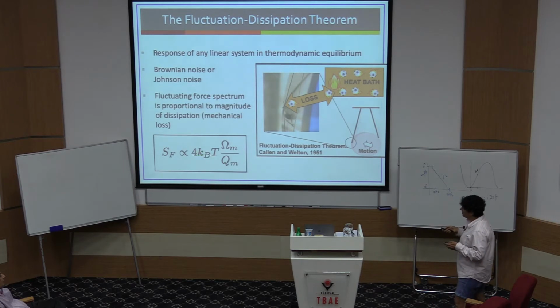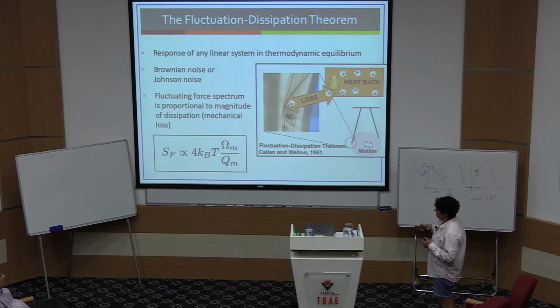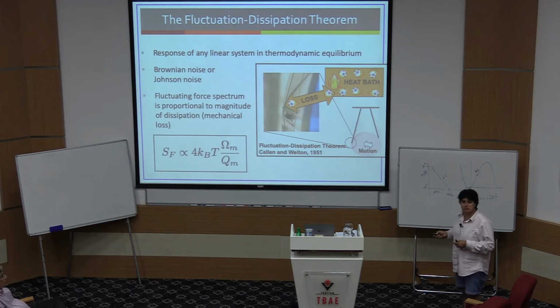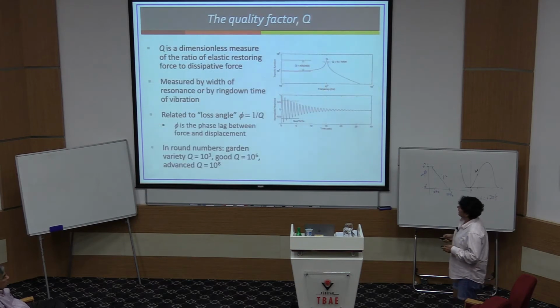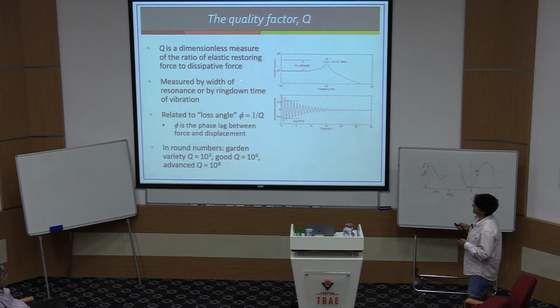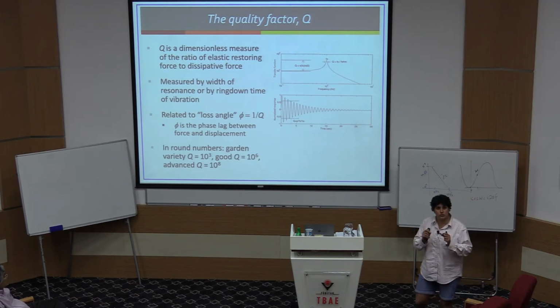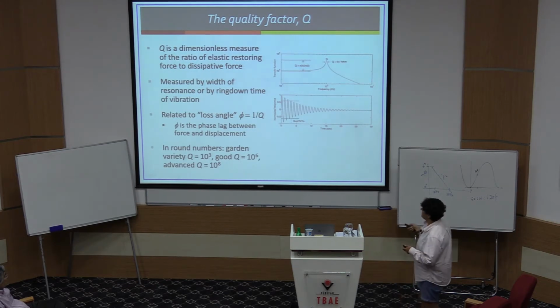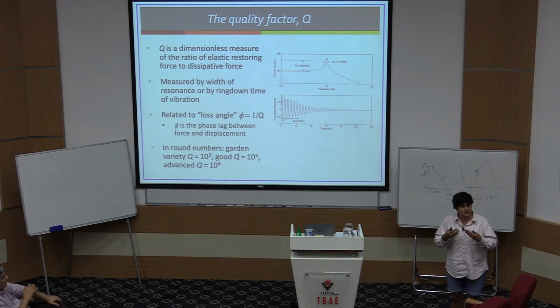Okay, but the version I like of the force spectrum is in terms of this quantity Q of the mechanical oscillator. I just like it better because that's what we measure in the lab. Omega sub m is simply the natural frequency of the mechanical oscillator. Okay, so Q. We like Q. It's a dimensionless measure. It's the ratio of the elastic restoring force to the dissipative force. Q is very closely related to finesse. Remember when I told you finesse was just the rate at which a cavity loses photons? Q is simply the rate at which a mechanical oscillator loses energy.